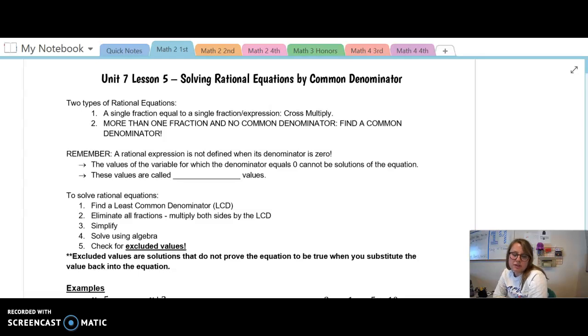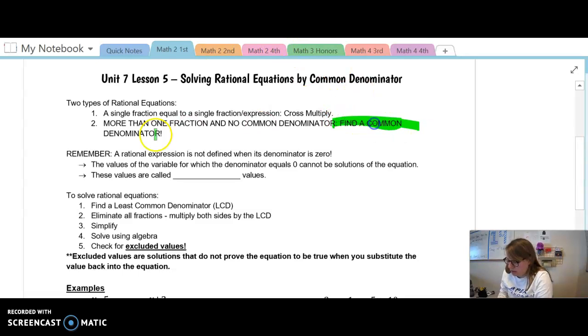Alright, so today we're going to be talking about solving rational equations by a common denominator. We talked about the first type of rational equation, and that was cross multiplication. Now we have our second one, which is common denominator. That means we're going to have more than one fraction on one side of our expression, and there is no common denominator, so we have to find one.